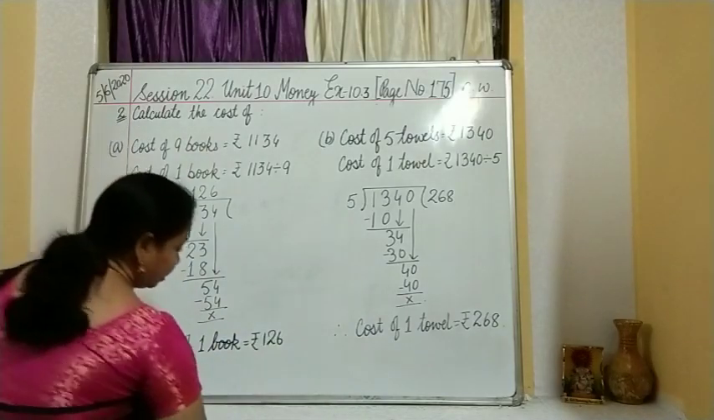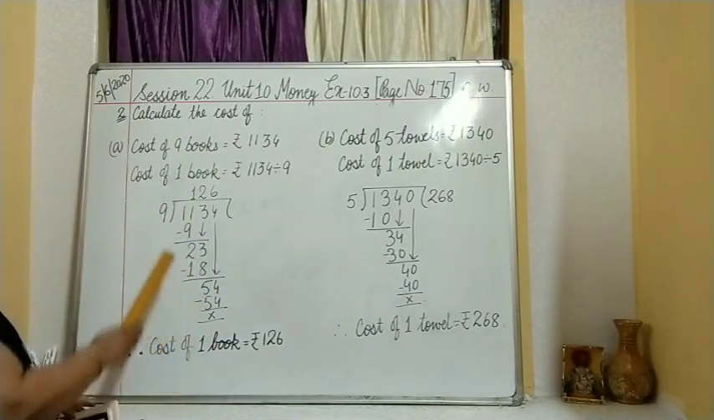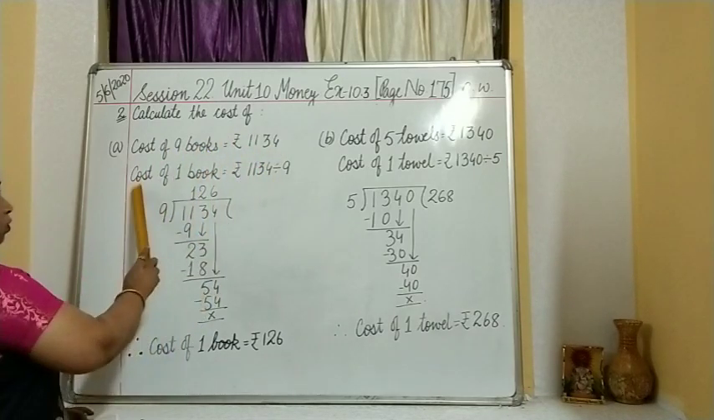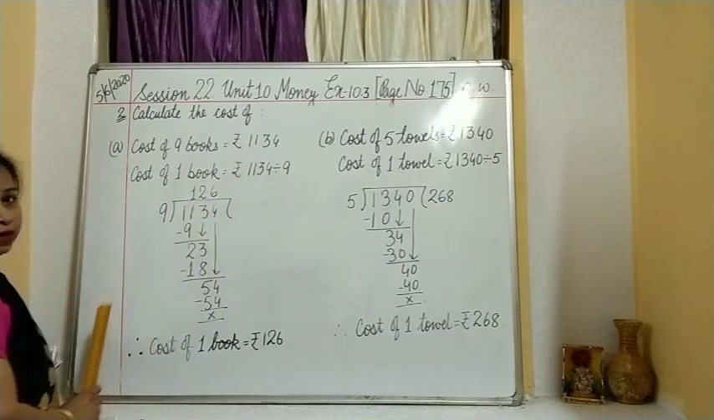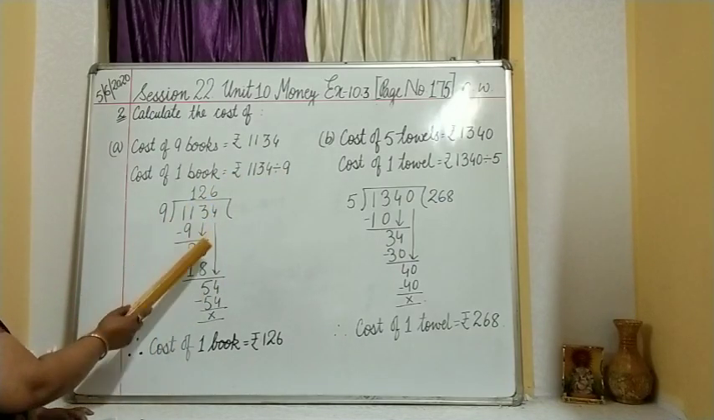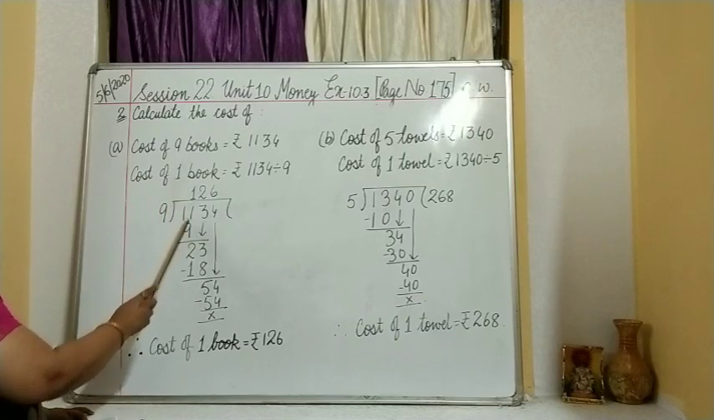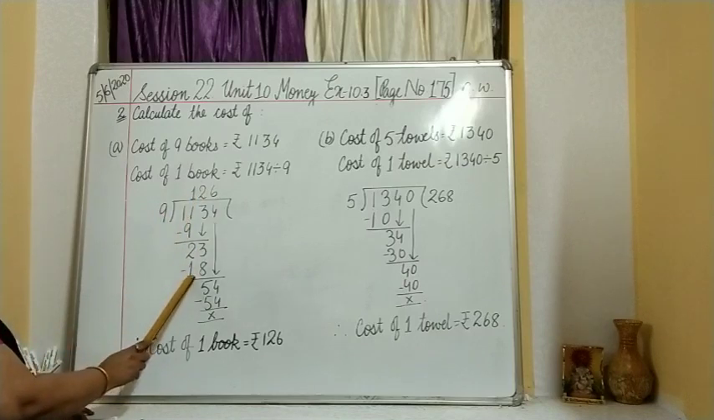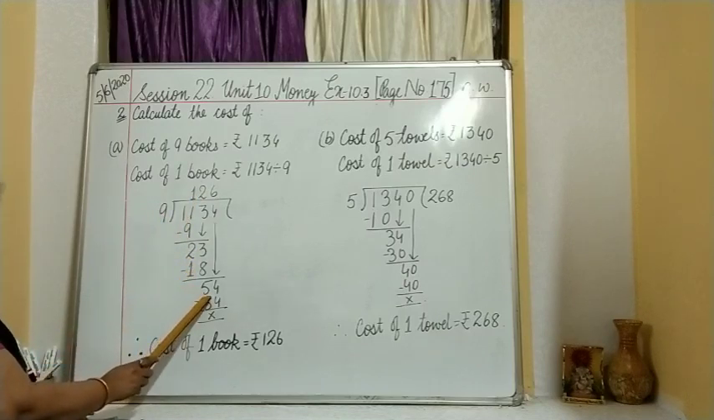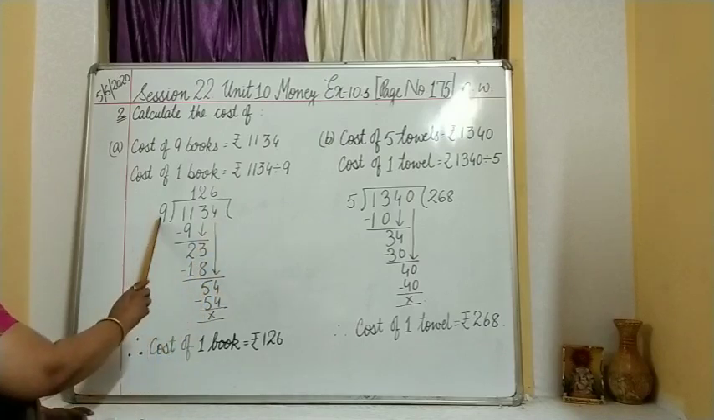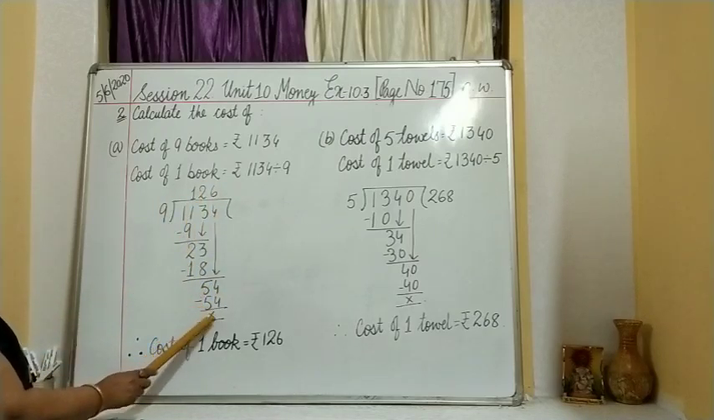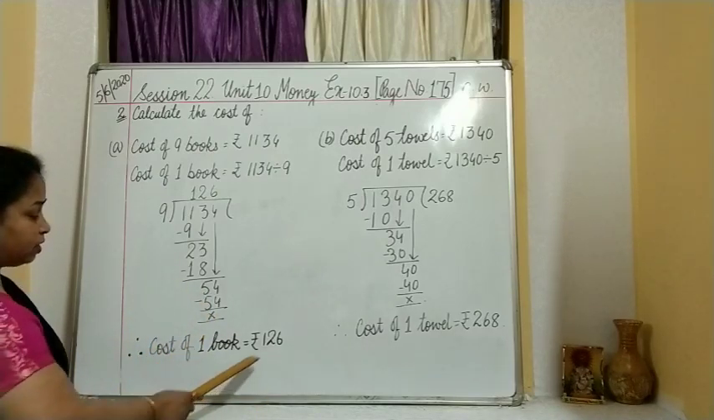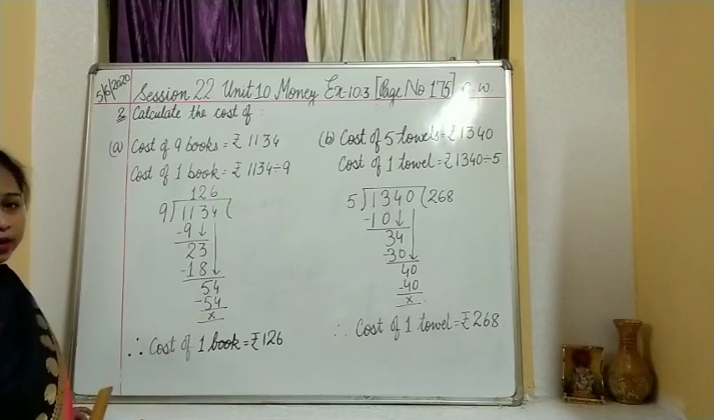Okay, as you can see, I have already written, displayed for you all. Cost of 9 books is given, rupees 1134. Cost of one book, you need to divide it by 9. So do the division, easy one. 9 ones are 9, 11 minus 9 is 2, then 3, drop it down. Then 9 twos are 18, subtract 23 minus 18, you will get 5, drop this 4 down. 9 sixes are 54, so your division is complete. So what is the cost you got finally? You got the cost of one book as rupees 126.